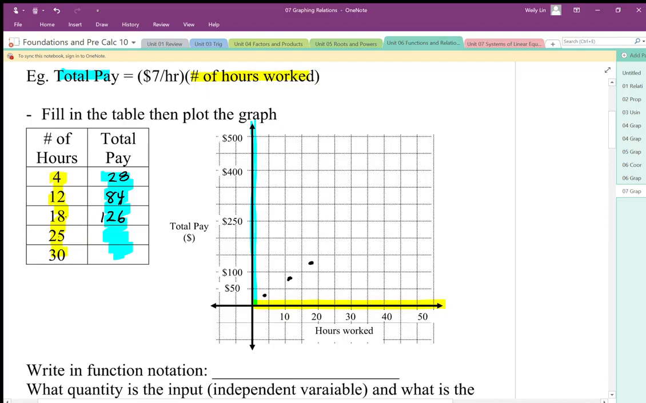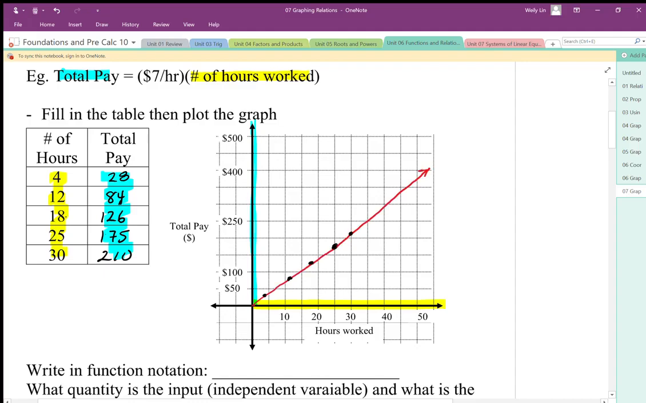So continuing on here, 25 hours times $7 an hour. It looks like that's going to be $175. So at 25 hours, I'm going to go all the way up to $175. Again, it seems to fit our pattern. 30 hours worked, we're going to end up with $210. So 210 is maybe right about there. And again, our pattern looks like it's about right. It's a straight line. And I would assume that if I don't work any hours, I get zero pay, so it's probably going to go through zero. So there's my pattern. That's what I'm looking for.